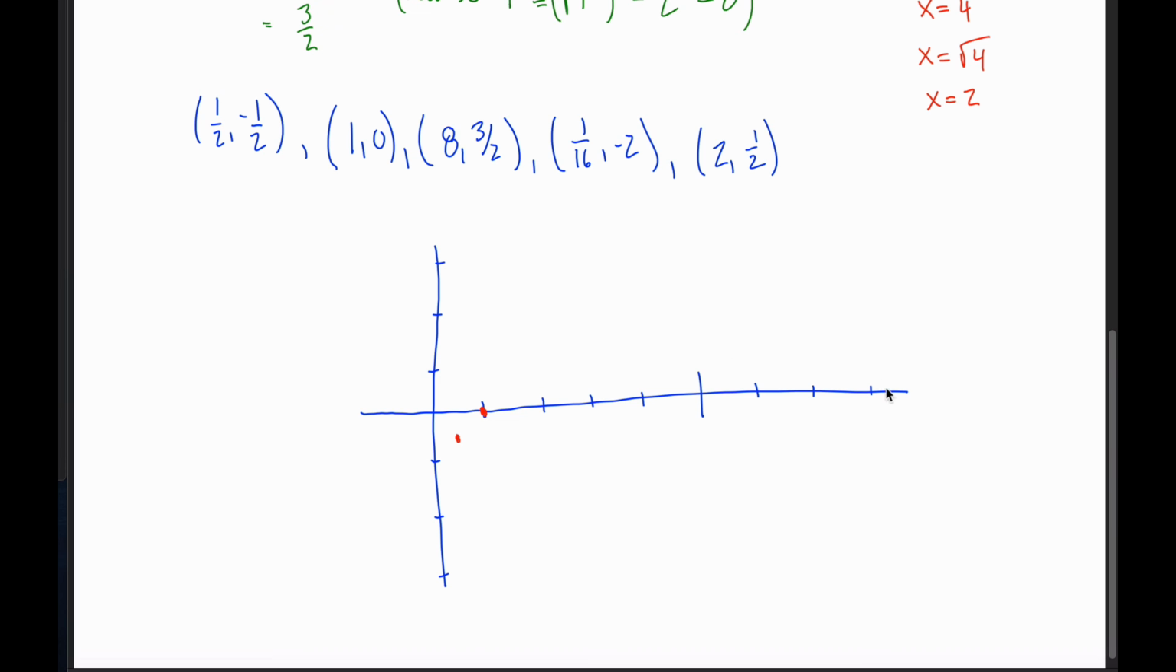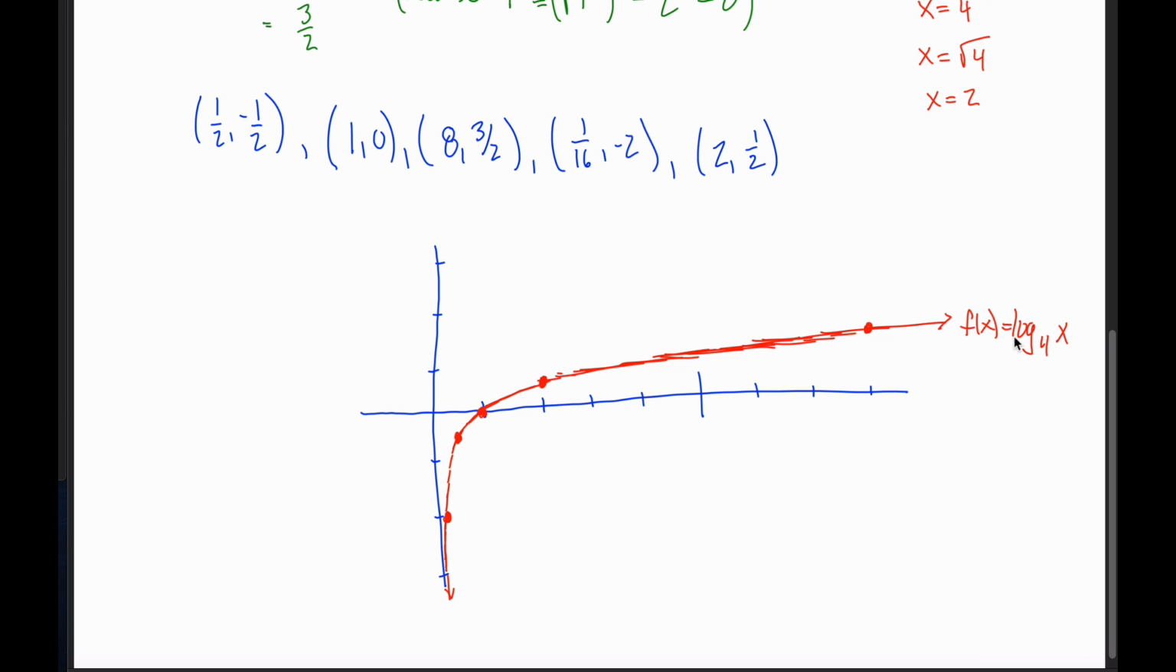When x equals 8, so way out here, y equals 3/2, which is 1.5, so roughly speaking here, halfway in between 1 and 2. When x equals 1/16, so really close to 0, my value of y is negative 2. And when x equals 2, so right here, my value of y is 1/2, halfway in between 0 and 1 here. I can connect these points and come up with the approximate graph that I was asked to come up with. Note that we have the vertical asymptote here as we approach the y-axis from the right side, and it goes through the 5 labeled points.